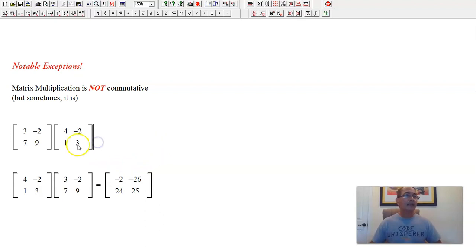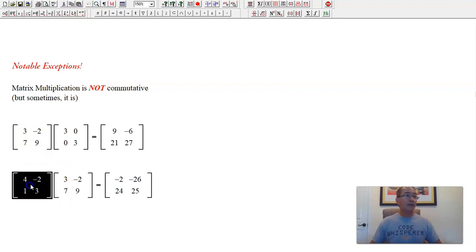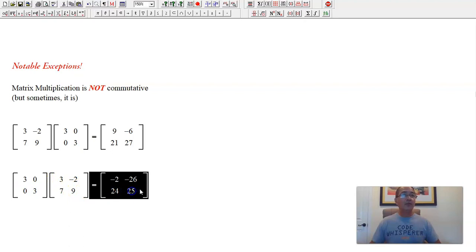An easy way to do that is to change one of the matrices. Okay, so let's turn this into 3, 0, 0, 3. That looks a lot like a very famous matrix, don't you think? It's just like 3 times the identity. What do we get? 9, minus 6, 21, 27. So what if we reverse the order? The first matrix, we didn't change it. Now that second matrix, do we get a completely different answer?